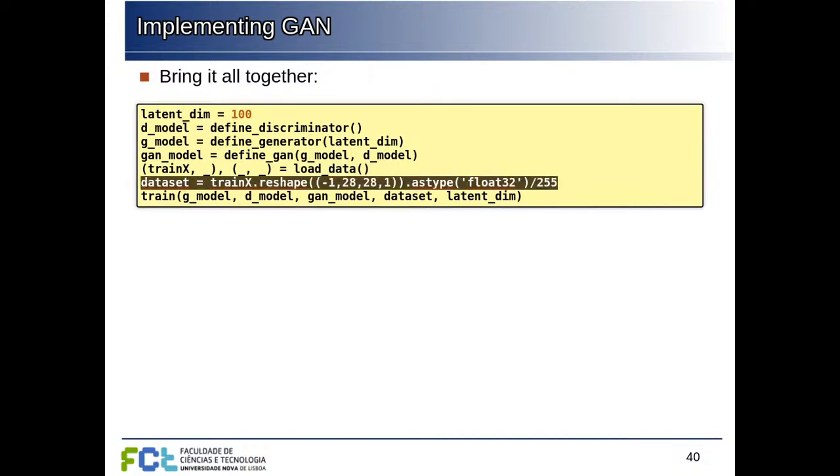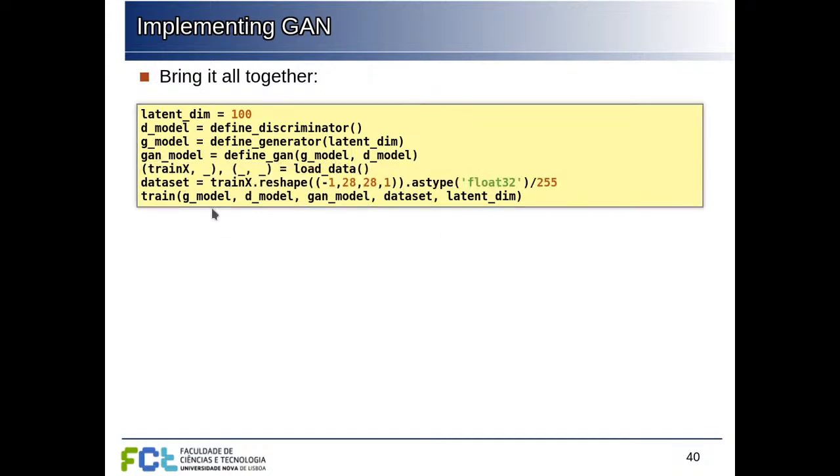Okay, so now we just load the data, we use the training set and reshape it. Note that we don't need the test set, we don't need the labels for MNIST, we just need the training set to tell us what the real images look like, so that the discriminator has something to train against what the generator is producing. And now we train everything.